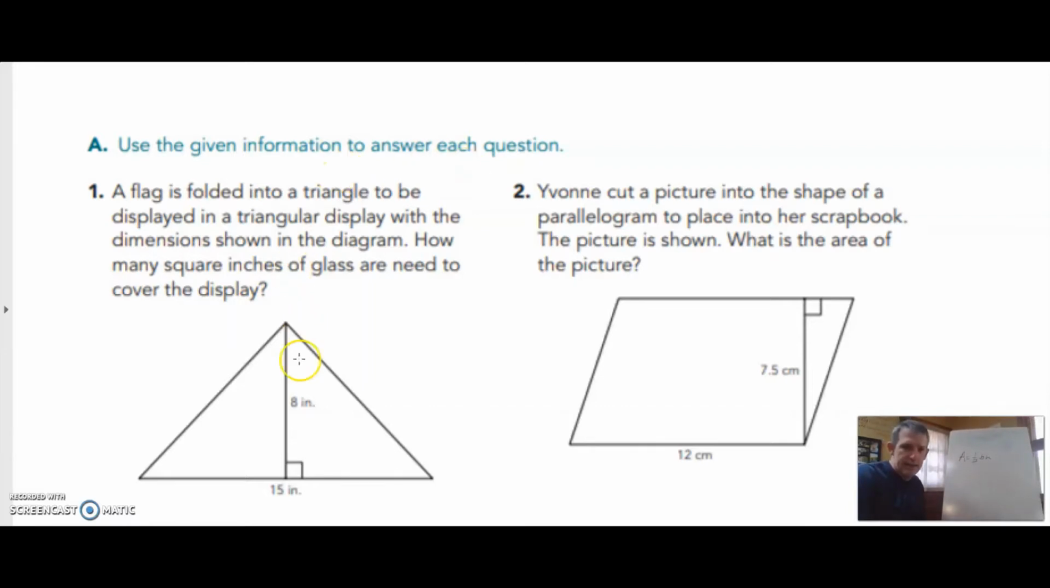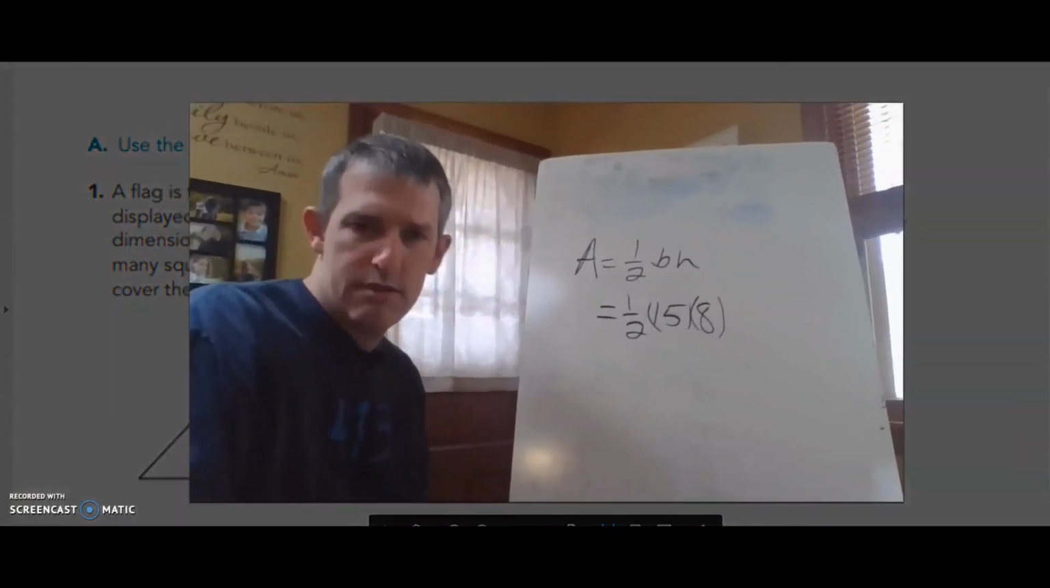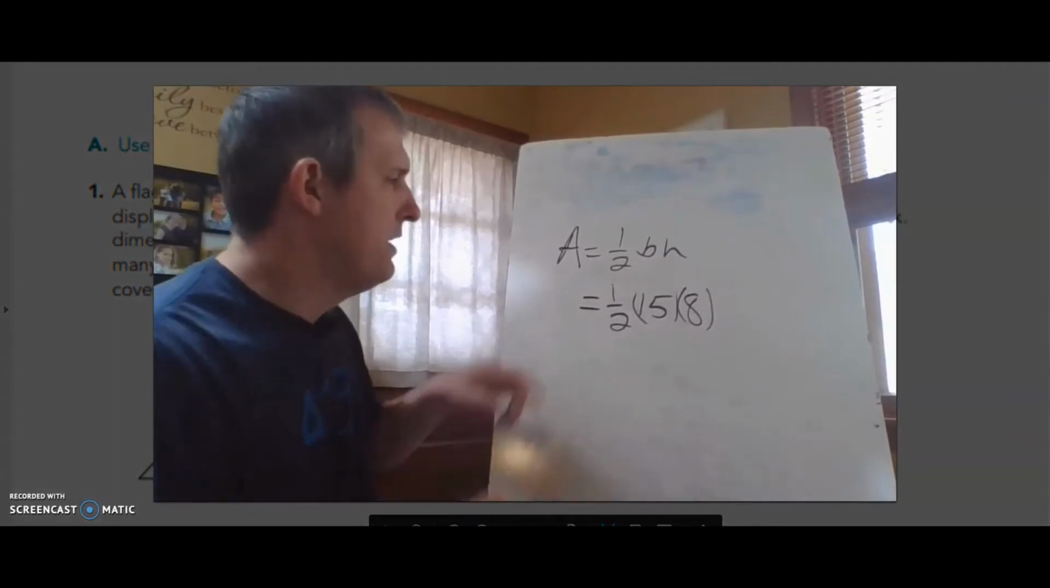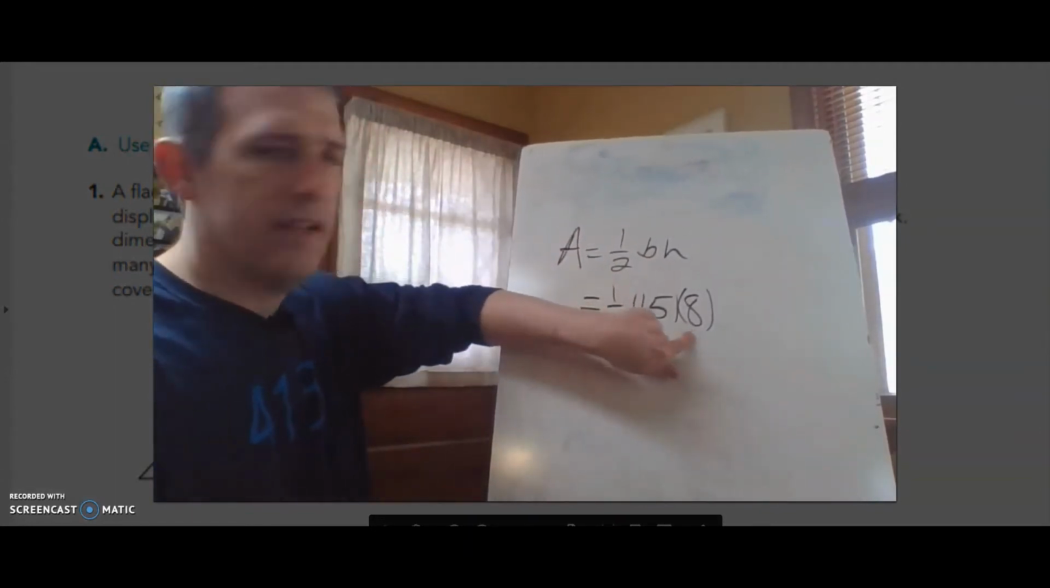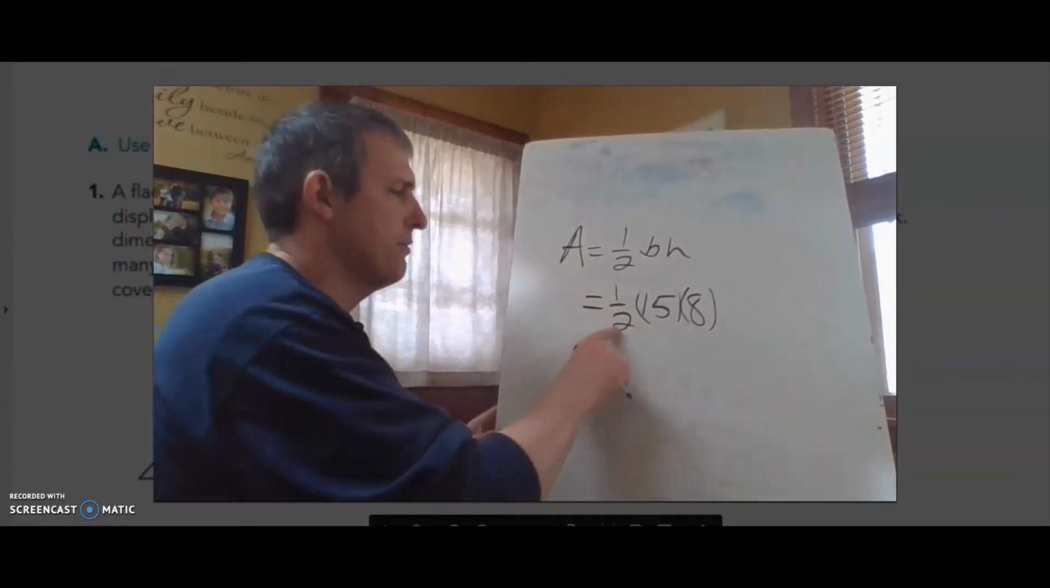All right, and we can see our dimensions. Our base right here is our 15 inches. And our height is going to be this 8. Okay? So now that I have the information, I'm going to let you see a little bit better there. So 1/2 base times height. Our base was 15. Our height was 8. And we're going to do 1/2 of that.